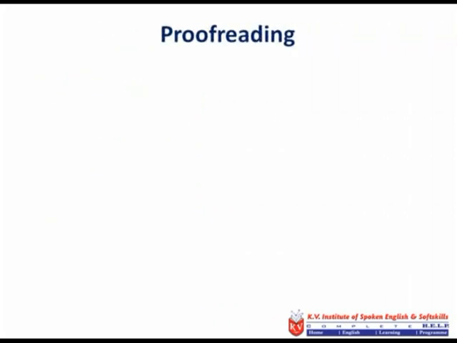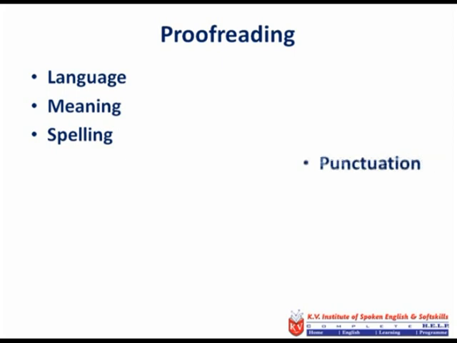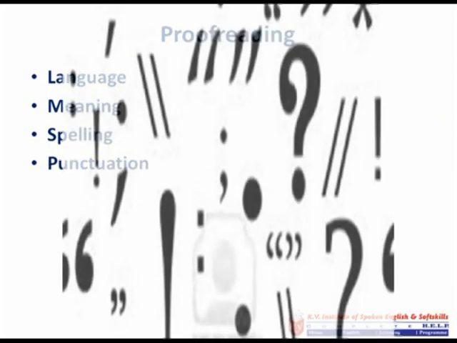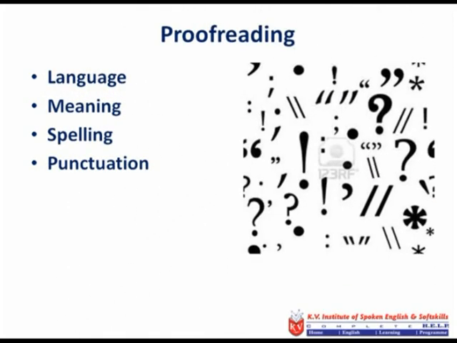Now, the most important aspect of sending an email would be proofreading your message. To ensure a professional language and to make sure your email is error free, you need to make a habit of proofreading your emails. Let us see some of the important proofreading guidelines, which is language, meaning, spelling, punctuation, and casing.